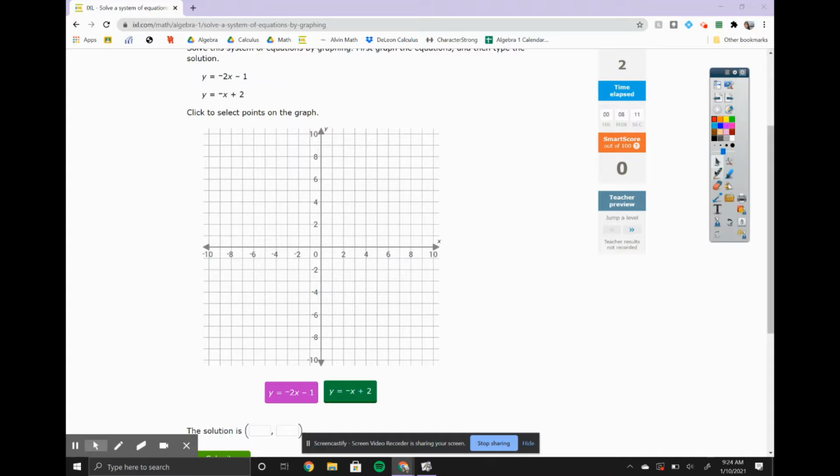So for this first one, we're just going to graph both of these lines. So click the one you're going to graph first. In this case, I'm going to do purple first. And we need to see what the y-intercept of this is. So if I look at this line, the y-intercept is whatever number you are adding or subtracting. So in this case, I'm subtracting 1. So that means my y-intercept is going to be at -1. Go to my y-axis, it's at -1. So I click, and that's my first point.